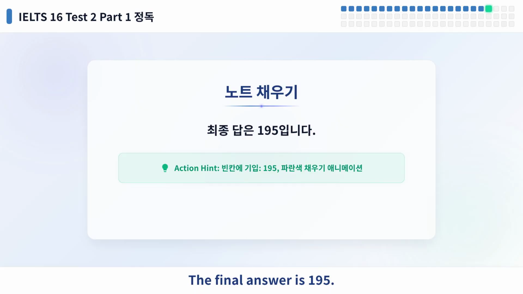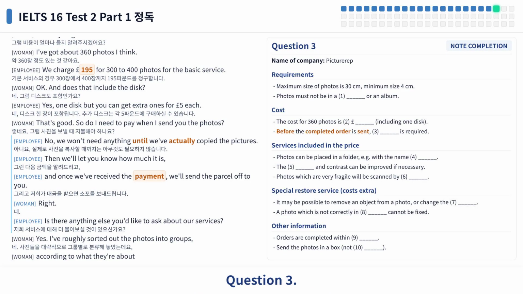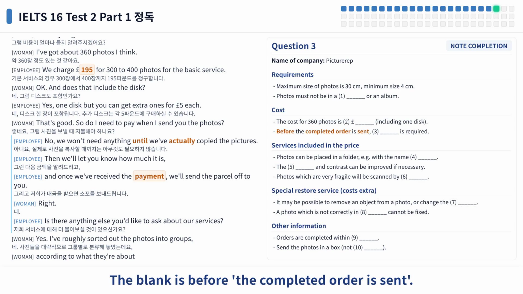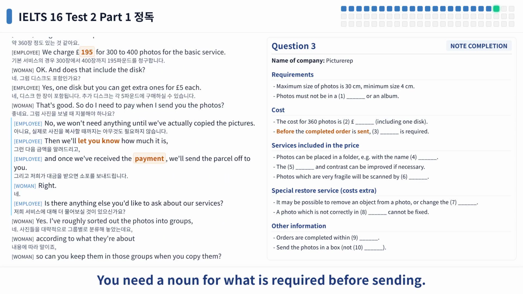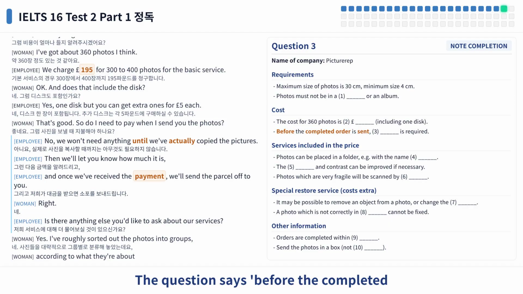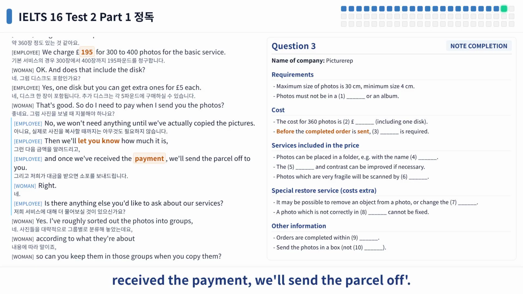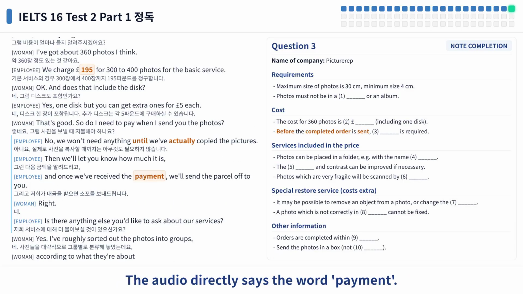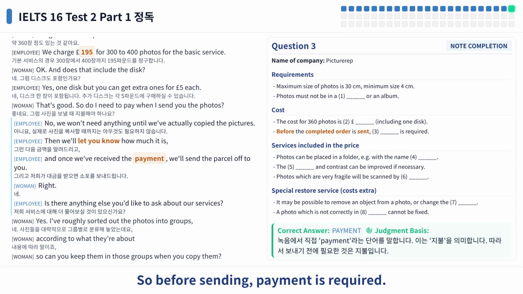Question 3. The blank is before the completed order is sent. You need a noun for what is required before sending. The question says, before the completed order is sent, what is required? In the audio, the employee says, "Once we've received the payment, we'll send the parcel off." The audio directly says the word payment, so before sending, payment is required. So the answer is payment.